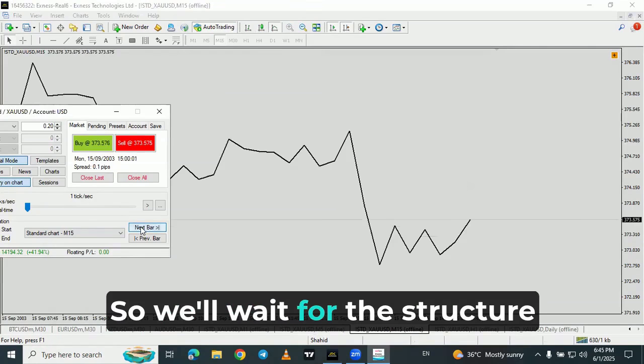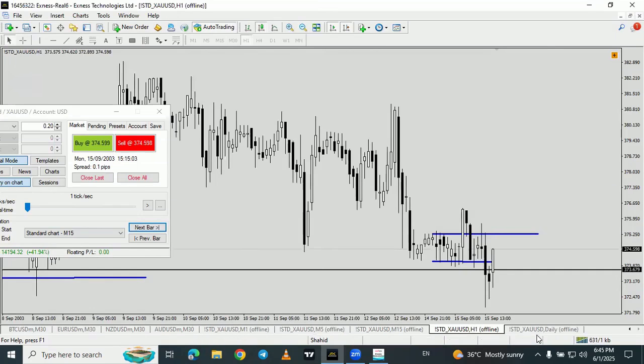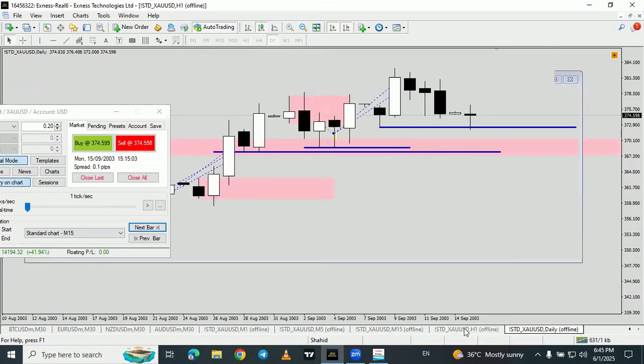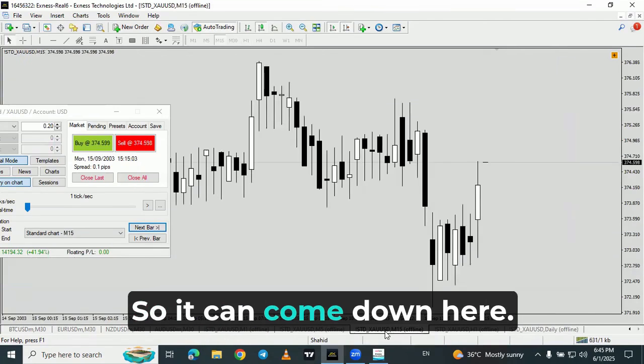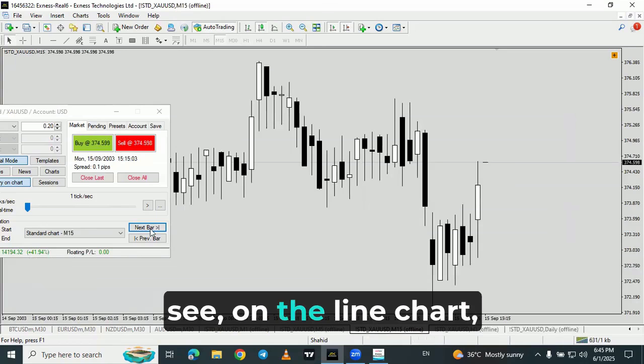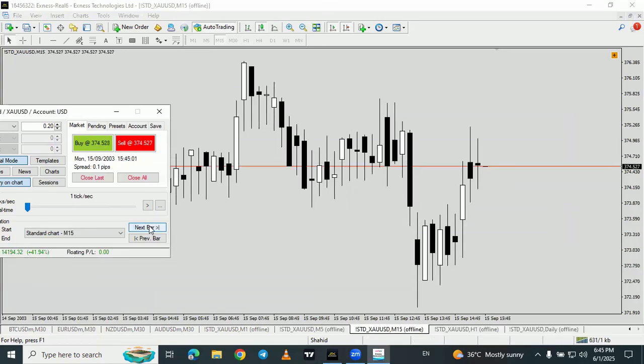So we'll wait for the structure to shift here. On the 5-minute, it might have happened, but not on the 5-minute yet. So it can come down here. If you put it on the line chart, see on the line chart, it has done sell side liquidity and buy side liquidity.